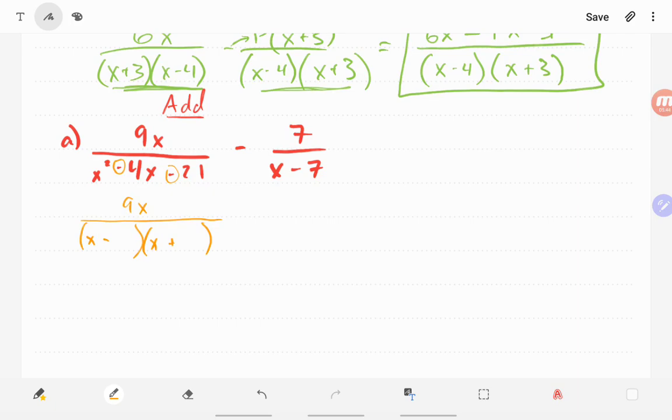Let's see, what two values can I multiply together to give me negative 21 that add to negative 4? Negative 7, positive 3, right? Negative 7 times 3 is negative 21. Negative 7 plus 3 is negative 4, perfect. And we are subtracting 7 over x minus 7. Look at that, guys. We've got an x minus 7 in both denominators. That's just fantastic.